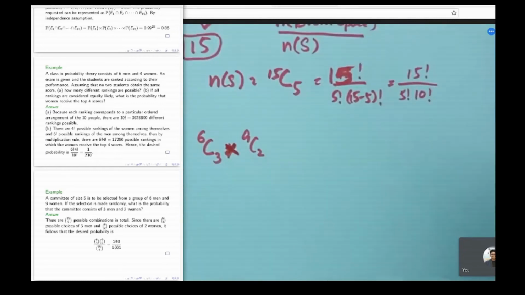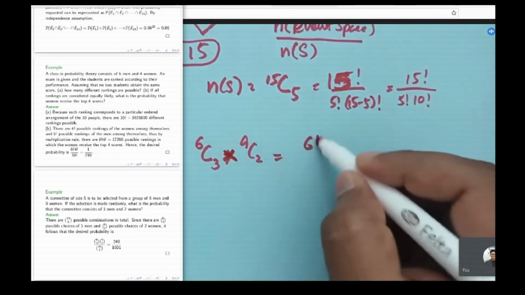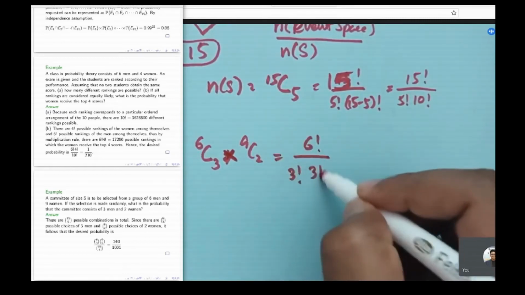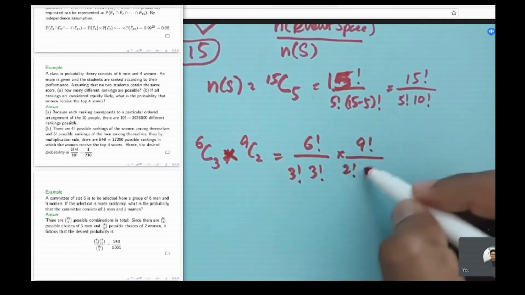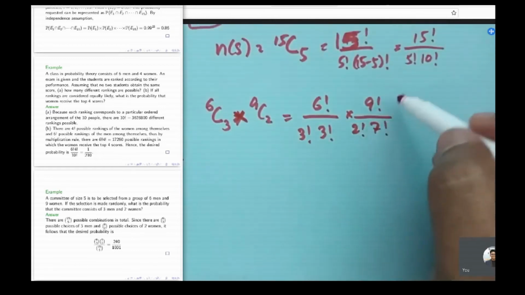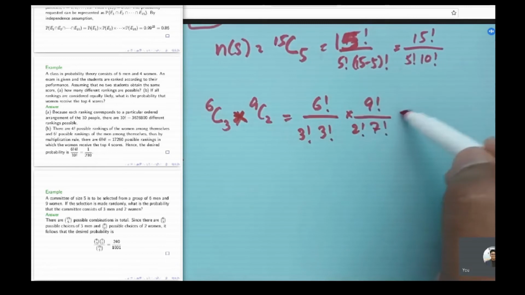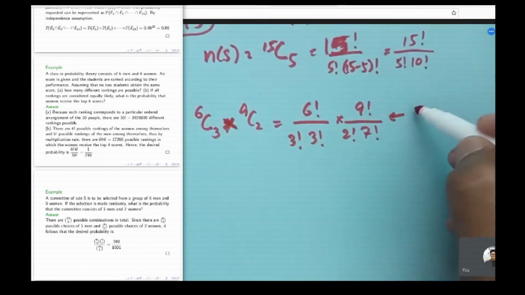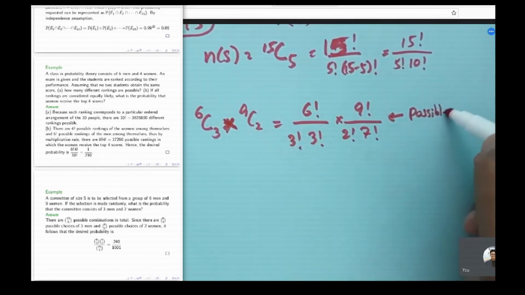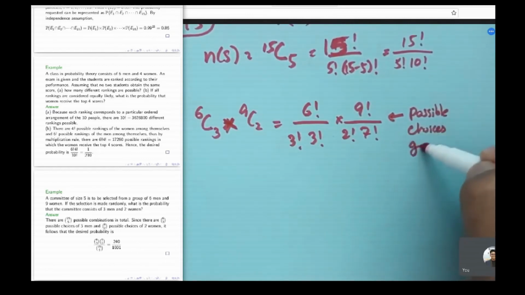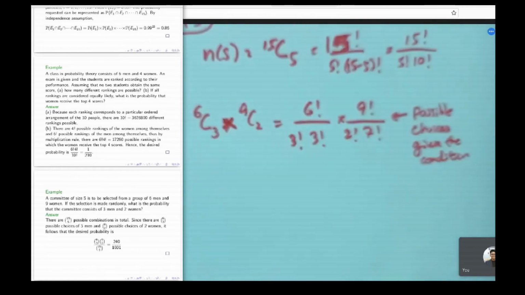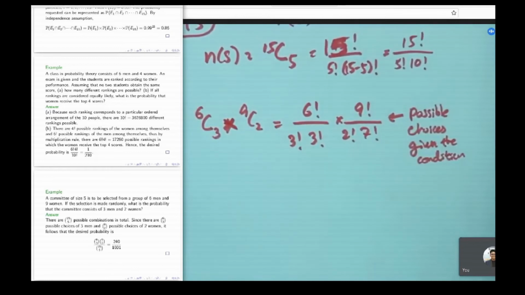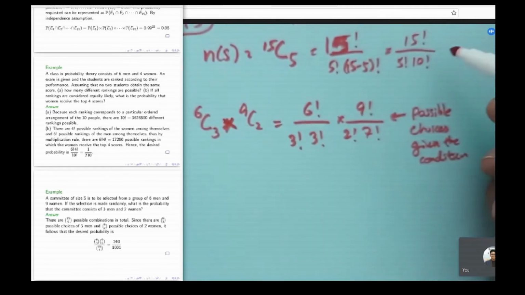Now 6C3 is equal to 6 factorial over 3 factorial times 3 factorial. 9C2 is 9 factorial over 2 factorial times 7 factorial. So this entire thing is the possible number of choices given the condition, where the condition is that we have 3 men and 2 women, and the other is the total possible events.